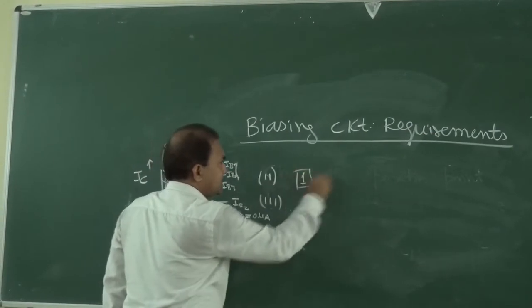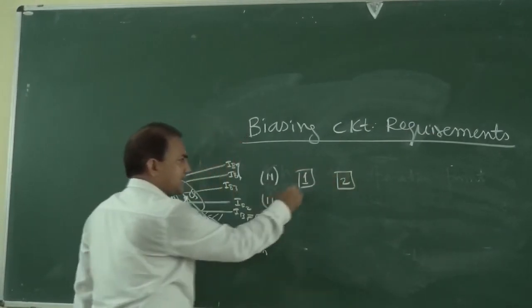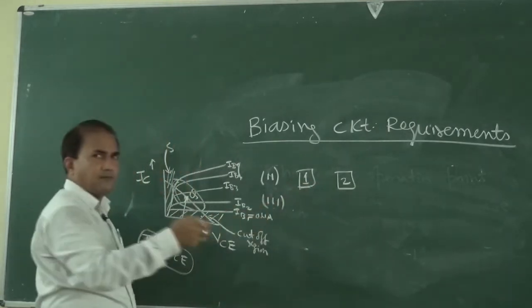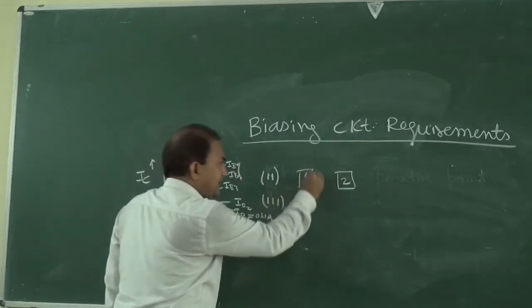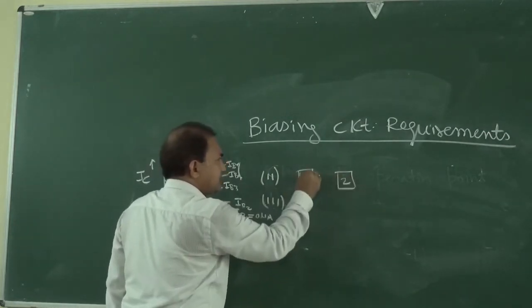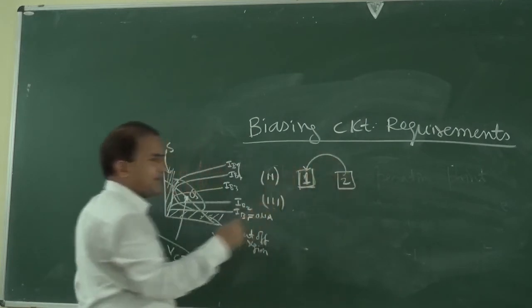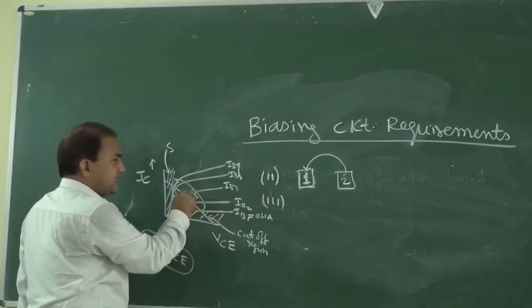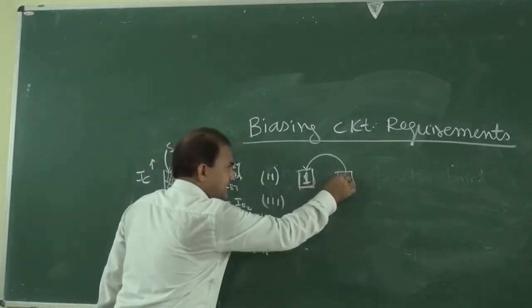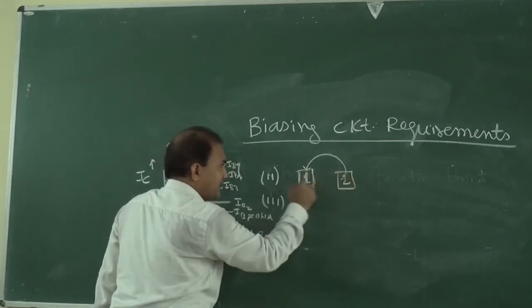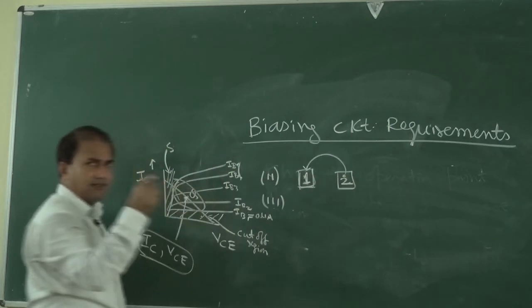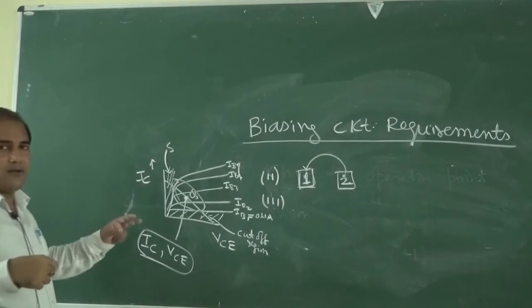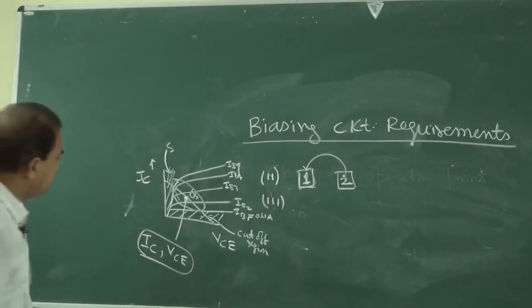Suppose there are two transistors, 1 and 2, both of the same family. Suppose this transistor is in the circuit, but after failure of this transistor, we want to replace it with another of the same family. Okay, so this operating point should not change by replacing this transistor with another transistor of the same family. So these are the main requirements of a biasing circuit.